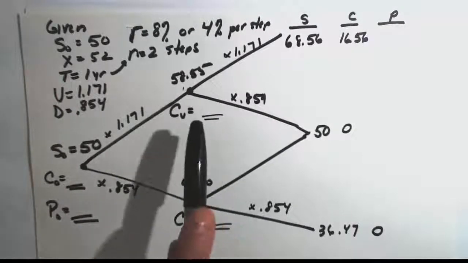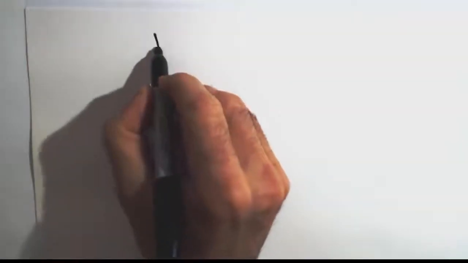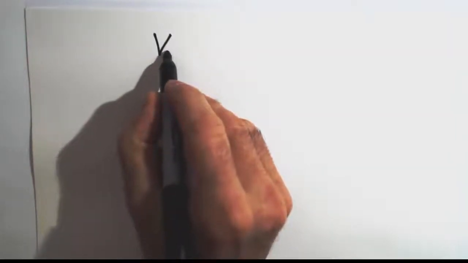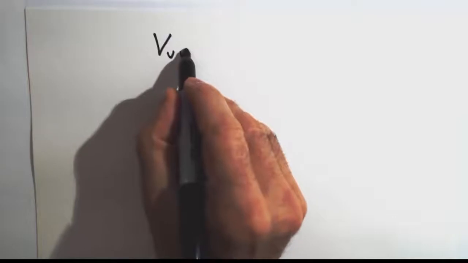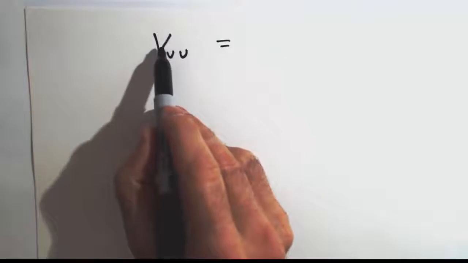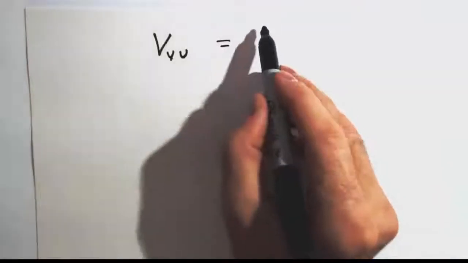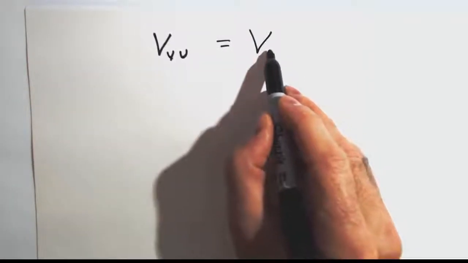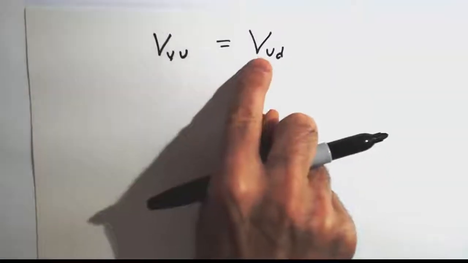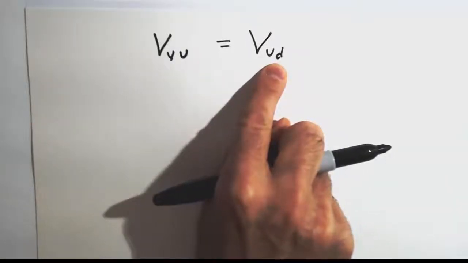So our goal now is to figure out what the call is on the upside. The way we're going to do that is we're going to put together a portfolio. We're going to look at the value of a portfolio of a stock and a call on the upside going up twice versus the value of a call and a stock when the stock goes up and then it goes down, or it could be down or up, because it results in the same thing.